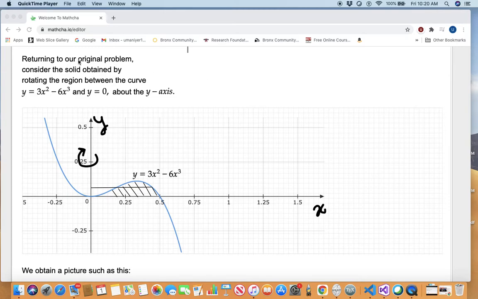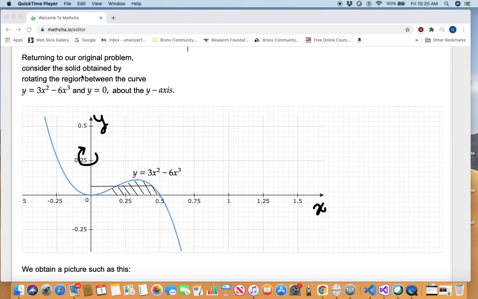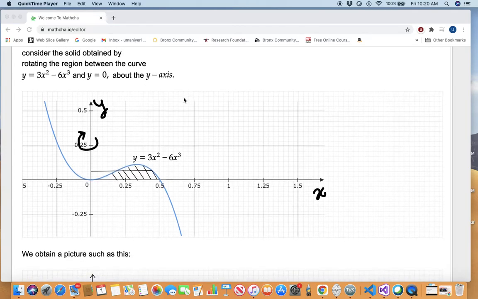Welcome back. Now we return to our original problem. We want to consider the solid obtained by rotating the region between the curve y equals 3x squared minus 6x cubed and y equals 0 about the y-axis. So y equals 3x squared minus 6x cubed is this curve. Y equals 0 is the x-axis, and you want to rotate this region about the y-axis.